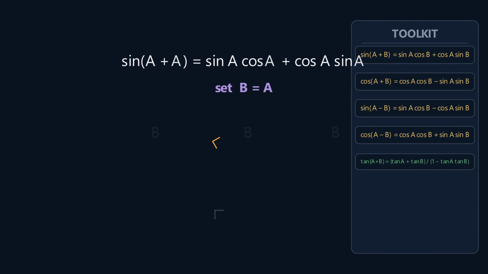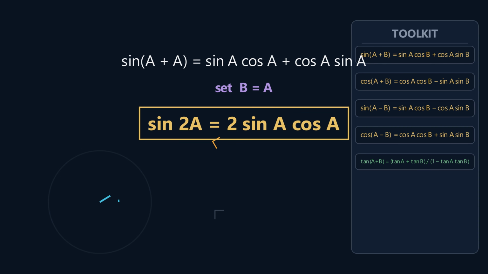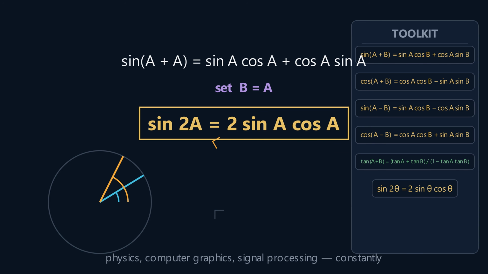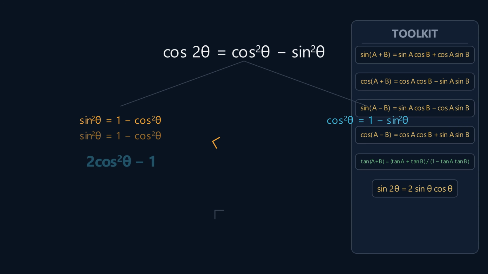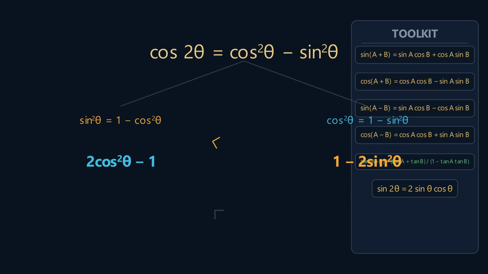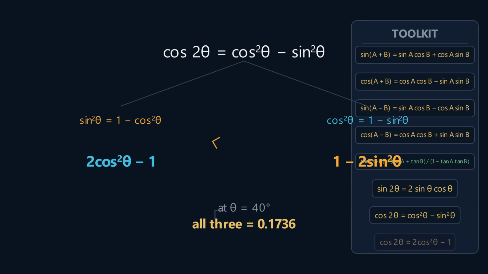The addition formula becomes a doubling formula. Sine of 2 theta is 2 sine theta cosine theta. That single line is used in physics, computer graphics, and signal processing constantly. Cosine of 2 theta has 3 faces: cosine squared minus sine squared, straight from the formula. Then use the Pythagorean identity to swap out either term, and you get 2 cosine squared minus 1, or 1 minus 2 sine squared. Same fact, 3 costumes, and which one you use depends entirely on what you are trying to cancel.